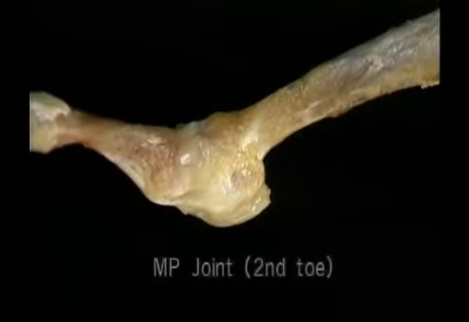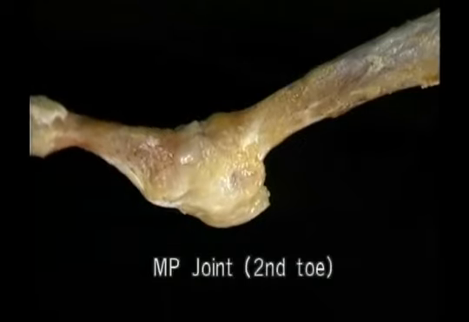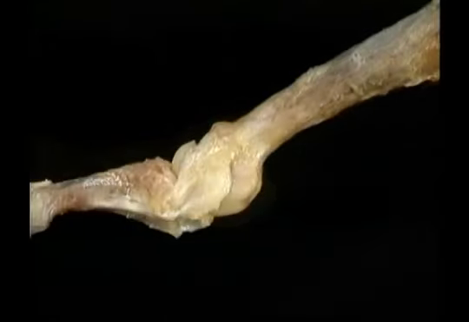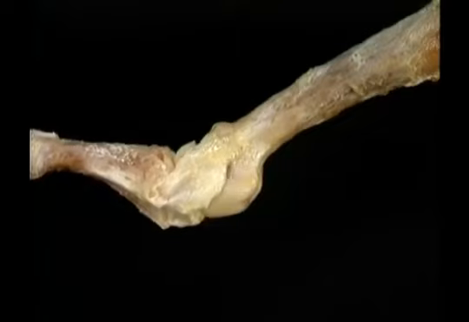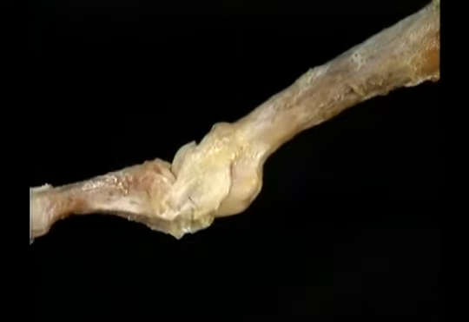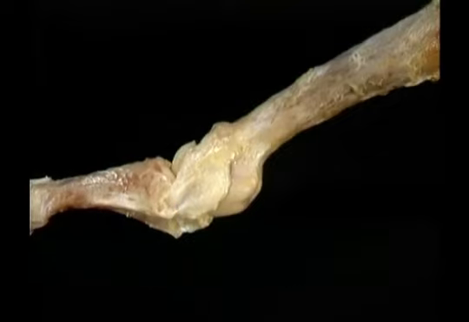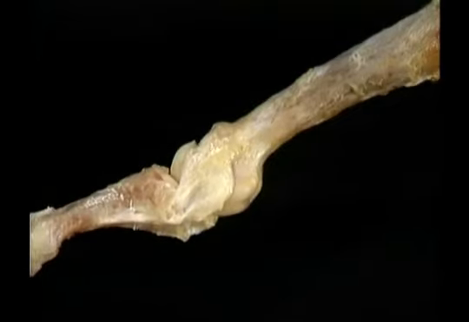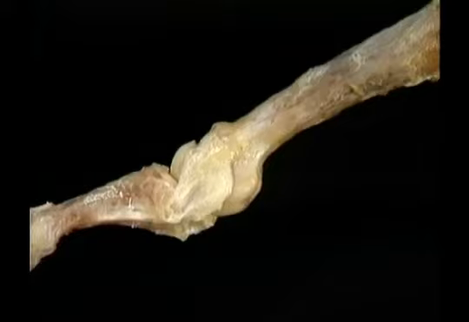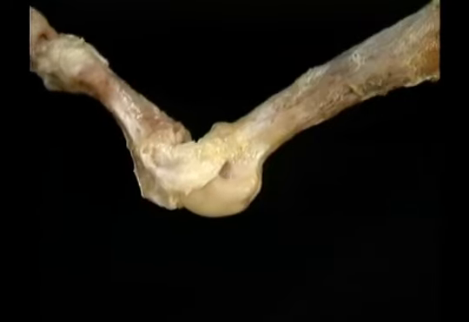To take a look at a typical MP joint and the structures around it, we'll look at a toe and its metatarsal in isolation. Here's the MP joint with its capsule intact. Here it is with the loose parts of the capsule removed. There's a broad collateral ligament on each side. The MP joint can't flex much beyond a straight position, but it can extend all the way to here.